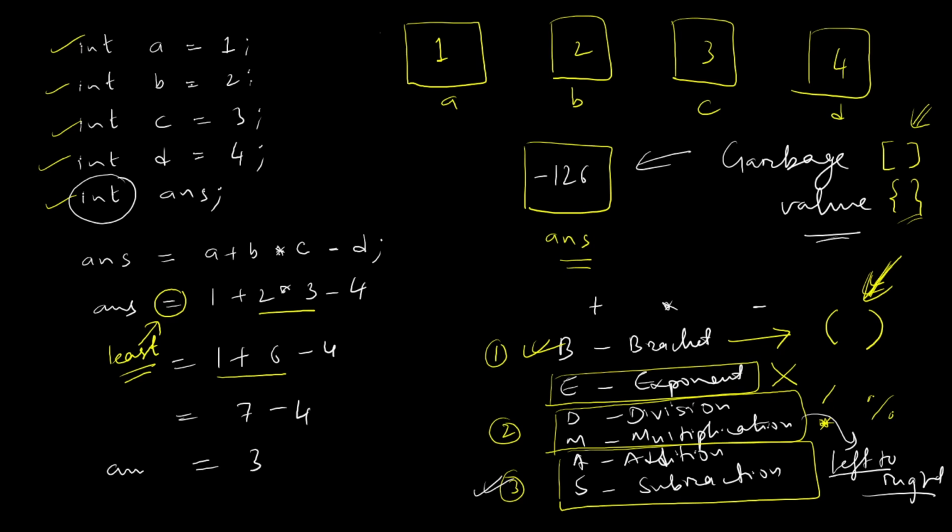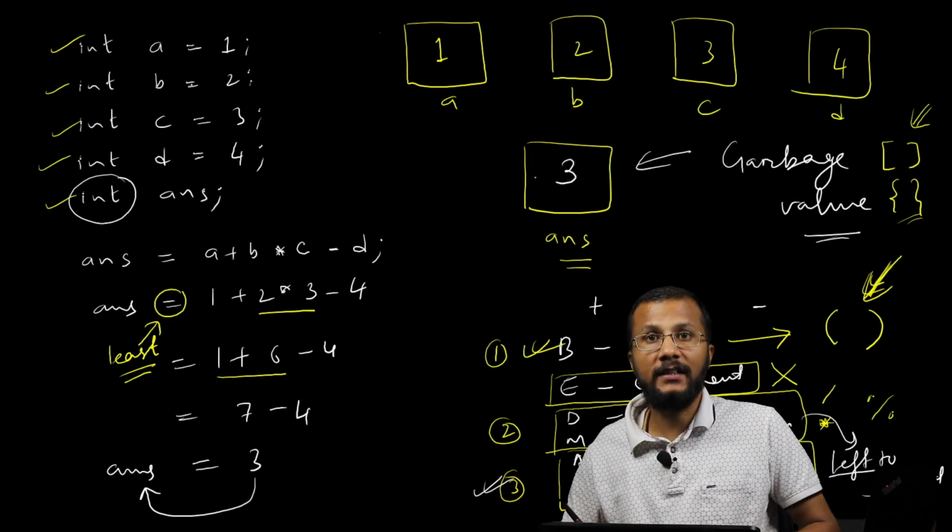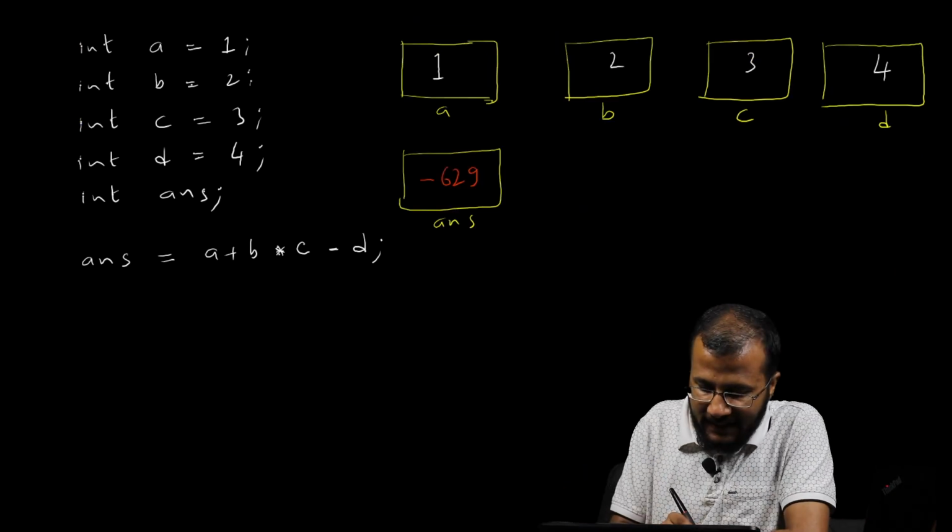So now finally, once you find out the answer, this will be evaluated and 3 will be stored in the variable answer. So the garbage value will now be replaced by the value 3. So this is how this evaluation is done. Now let us look at this expression.